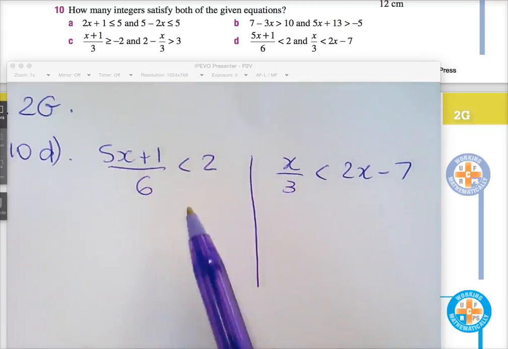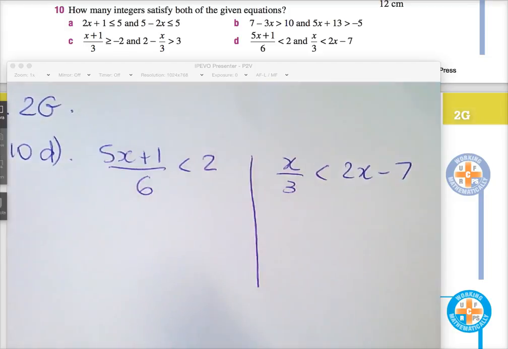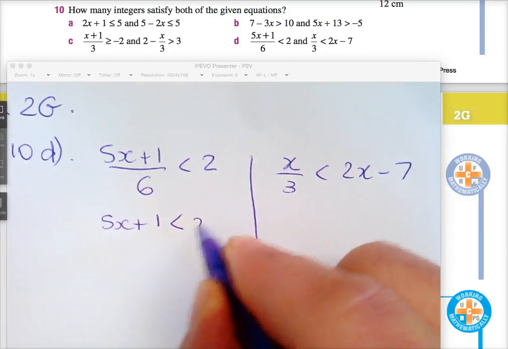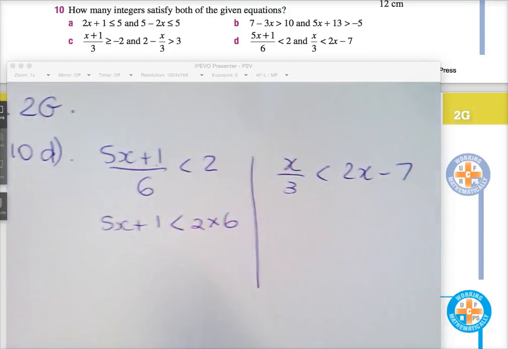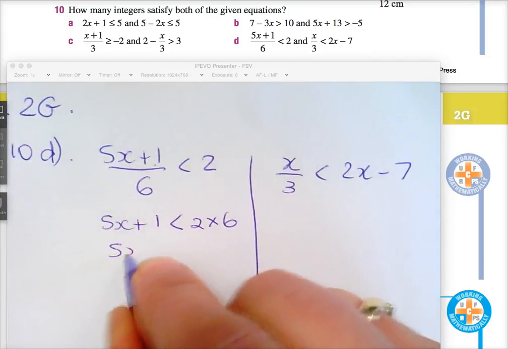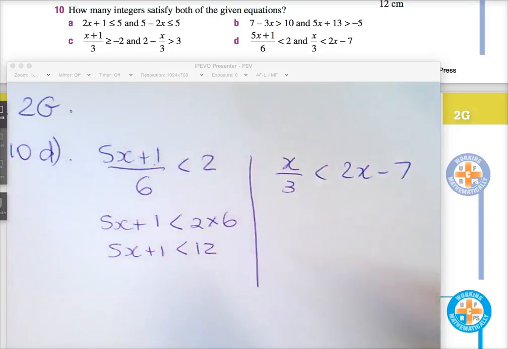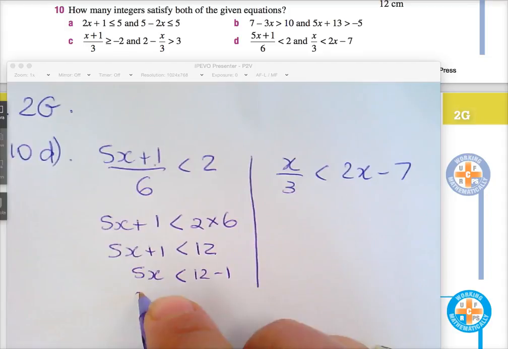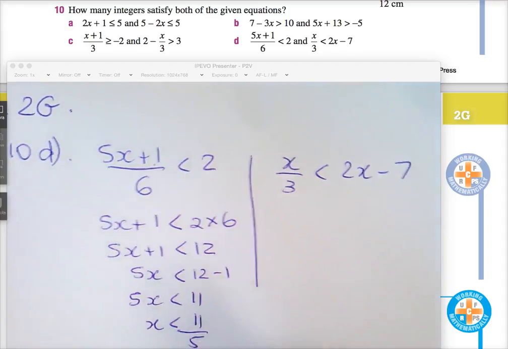Inside the first inequality, what do I do? 5x plus 1 divided by 6. What do I do? 2 times 6. Undo the divide by 6 to get times 6. So 5x plus 1 is less than 12. What will we do now? 12 minus 1 is 11. So therefore x is less than 11 over 5.